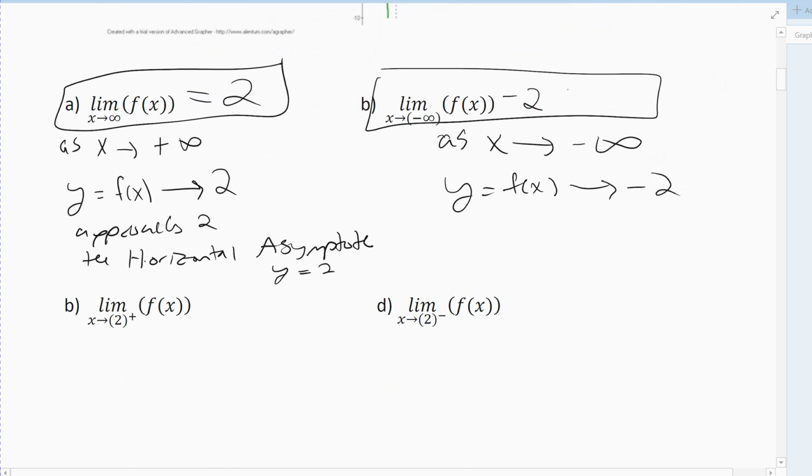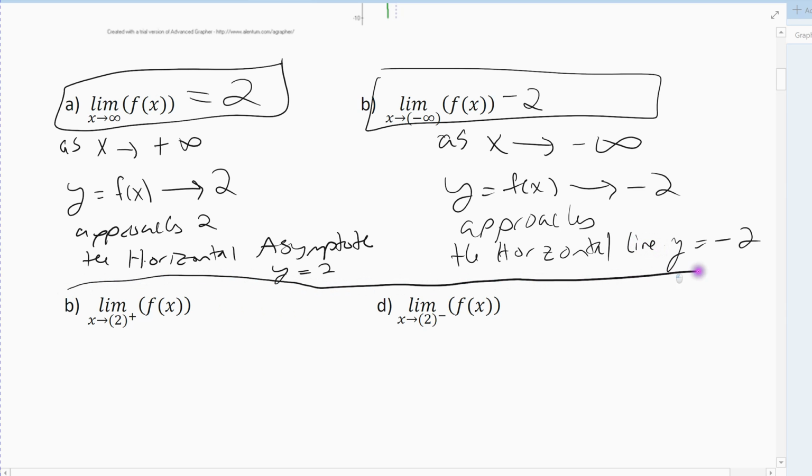As x approaches negative infinity, my function approaches -2. It approaches the horizontal line y equals -2, horizontal asymptote y equals -2. All right, so those are horizontal asymptotes. A horizontal asymptote deals with how the function's behaving as it goes off to infinity or negative infinity. If it approaches a number, it's approaching an asymptote. Approaches 2, 0, -2, it's approaching an asymptote. If it's getting bigger or smaller indefinitely, it's not asymptotic behavior. It's just shooting off to infinity or shooting off to negative infinity.